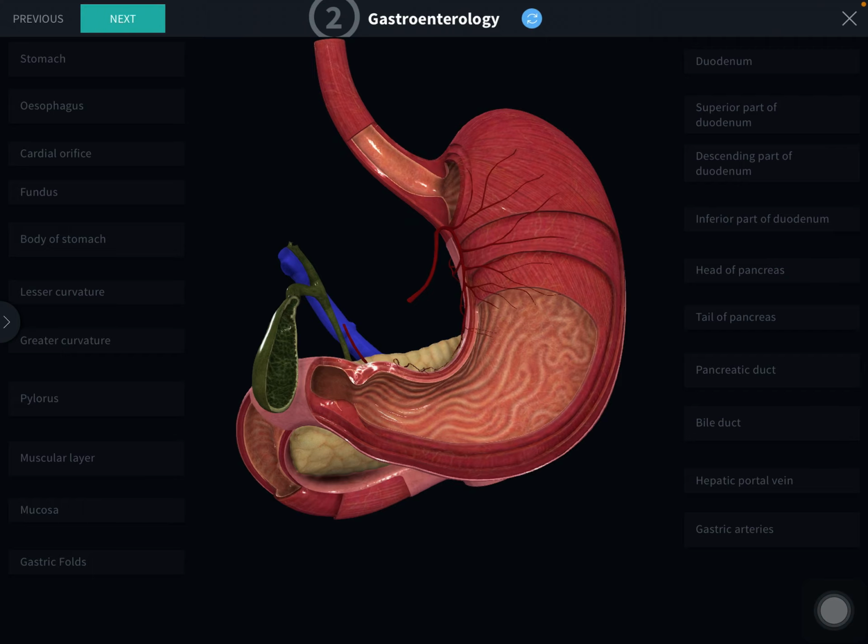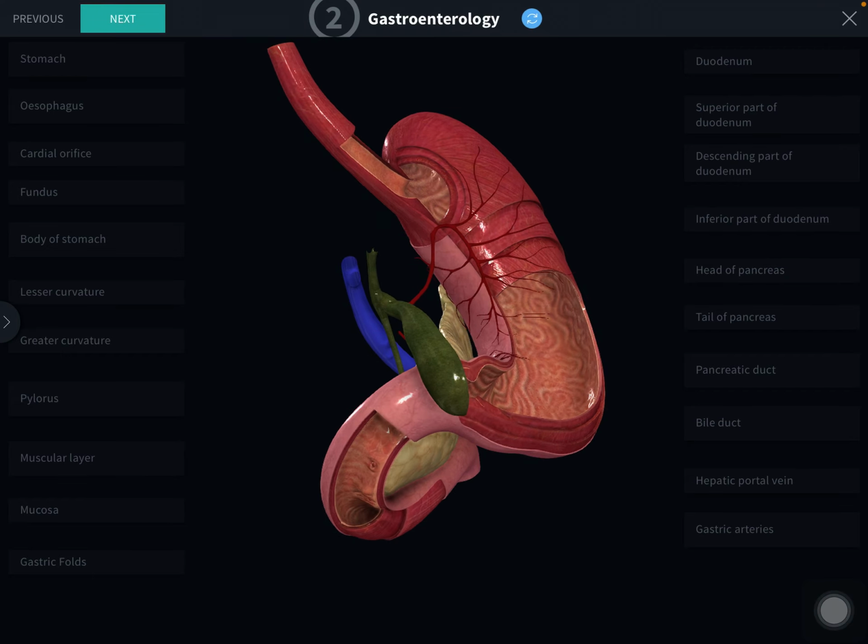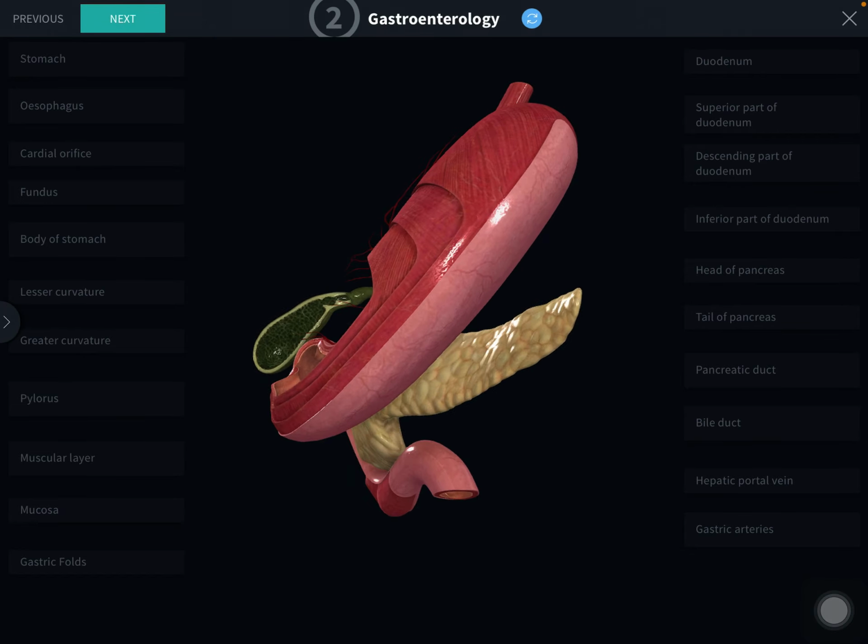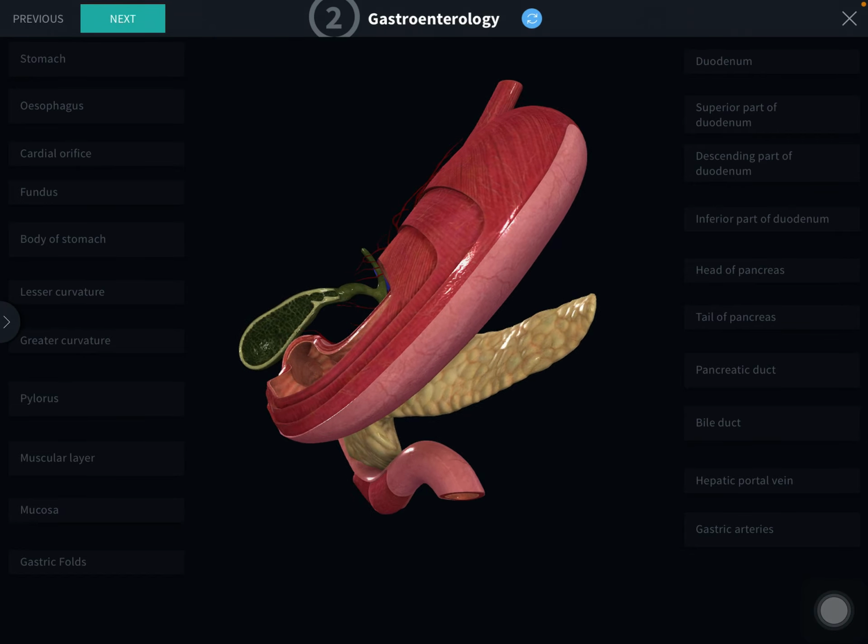It has two curvatures. This is the lesser curvature, which gives attachment to the lesser omentum, and this is the greater curvature, which is about 4 to 5 times longer than the lesser curvature. So that is the greater curvature.